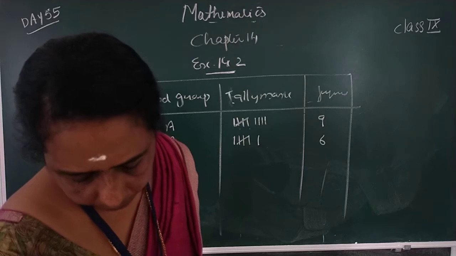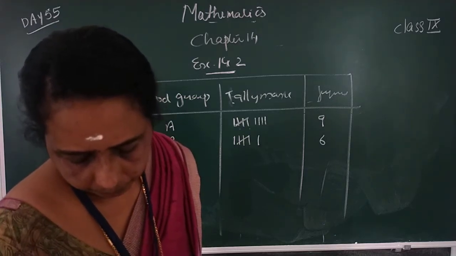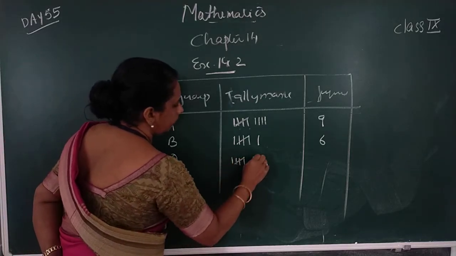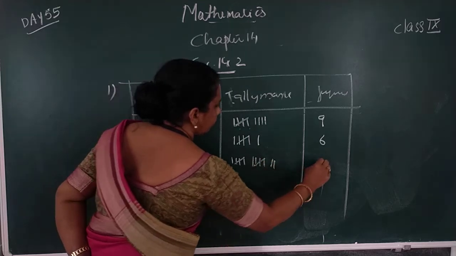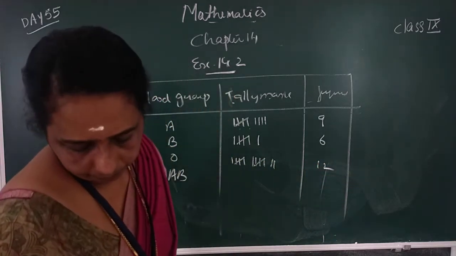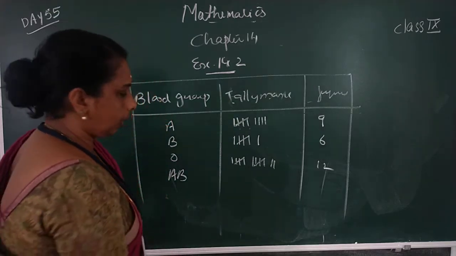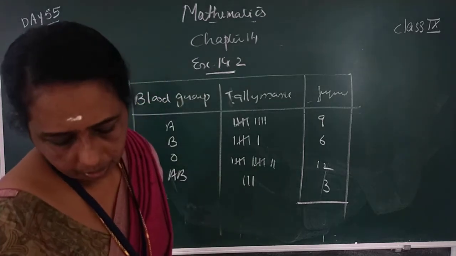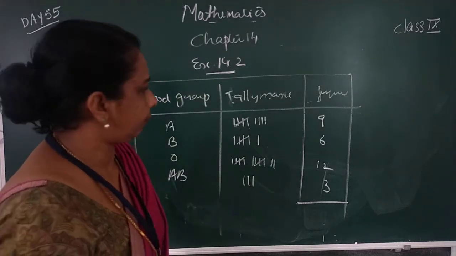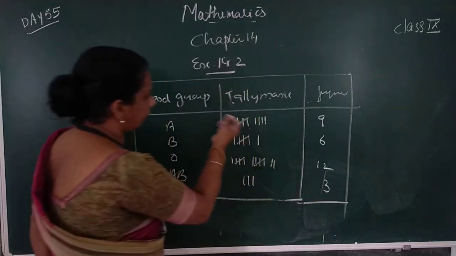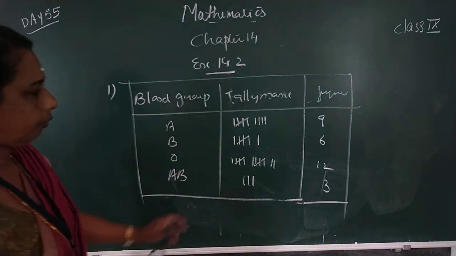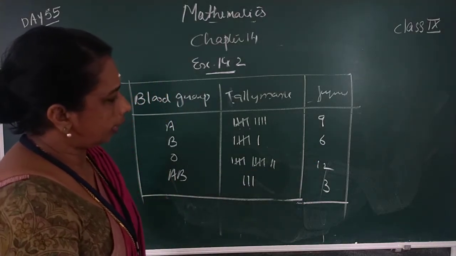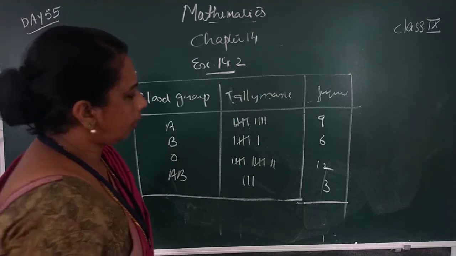Blood group O, how many students are there? Yes, 12. 5, 10, that is 12. AB, having only 3 students. Then total, how many? Here we are taking the blood group of 30 students. If the tally mark and the frequency in the frequency distribution table are correct, here we have to get the total 30. 12 plus 3, 15, 21, 30.